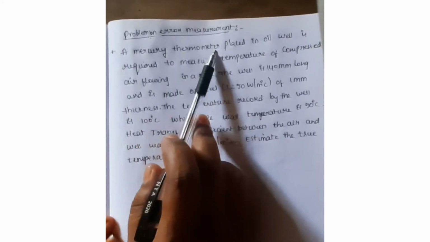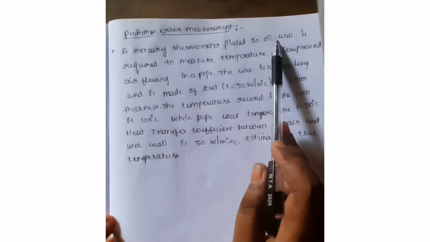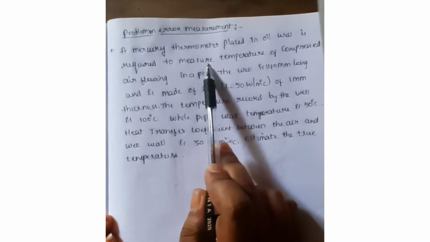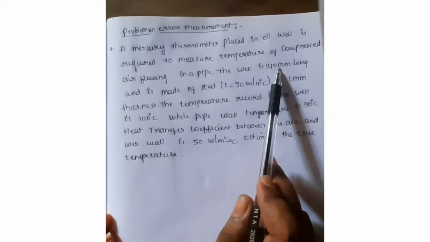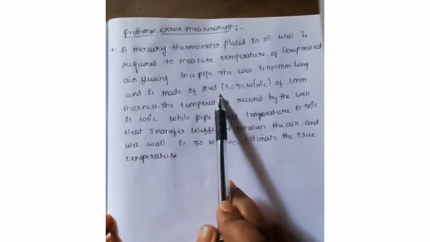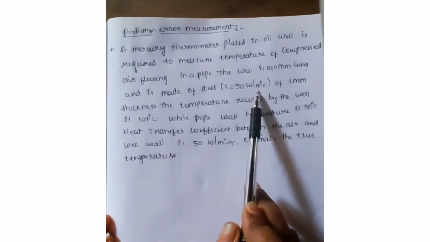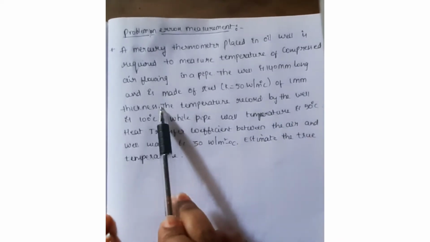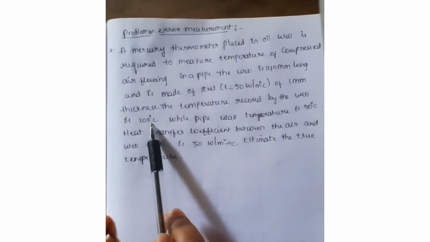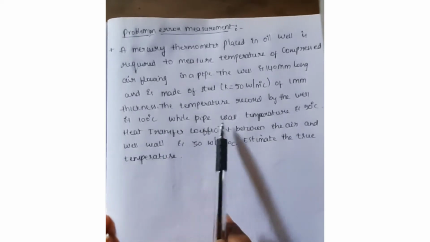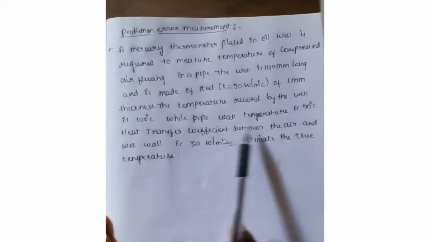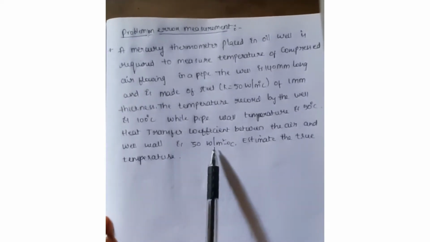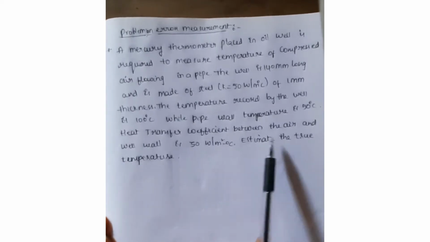So look at the problem. A mercury thermometer placed in an oil well is required to measure the temperature of compressed air flowing in a pipe. The well is 140 mm long and is made of steel, thermal conductivity 50 watt per meter degree centigrade, of 1 mm thickness. The temperature recorded by the well is 100 degrees centigrade, while the pipe wall temperature is 50 degrees centigrade. The heat transfer coefficient between the air and the well wall is 30 watt per meter square degree centigrade. Estimate the true temperature.